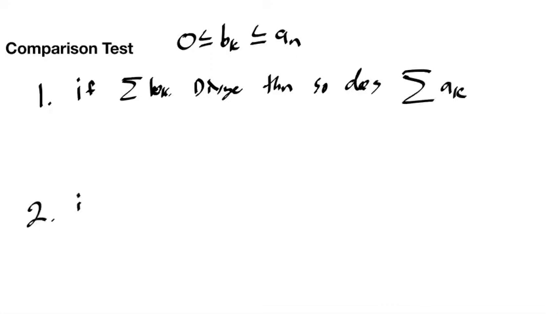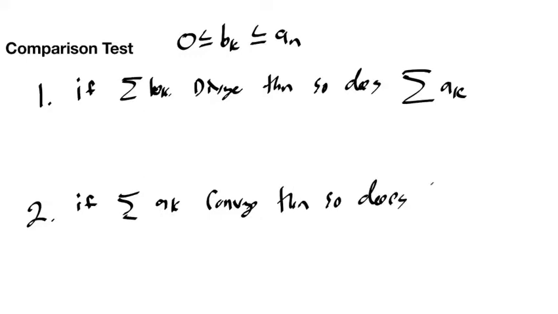And then our second result is that if the a of k's converge, then so do the b of k's. Why would this be the case? Well, you can really just kind of see.